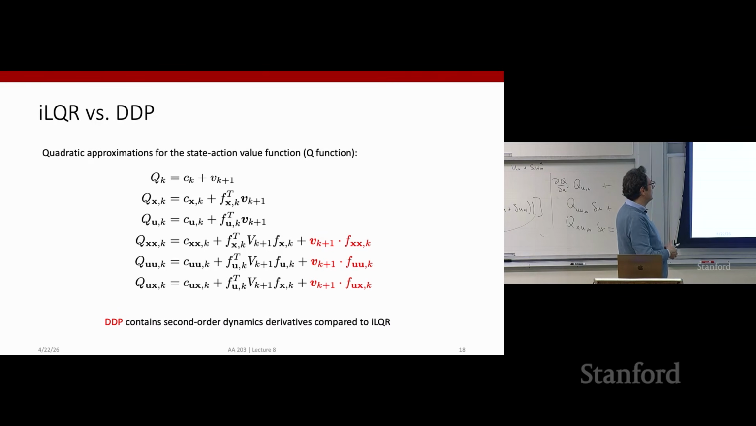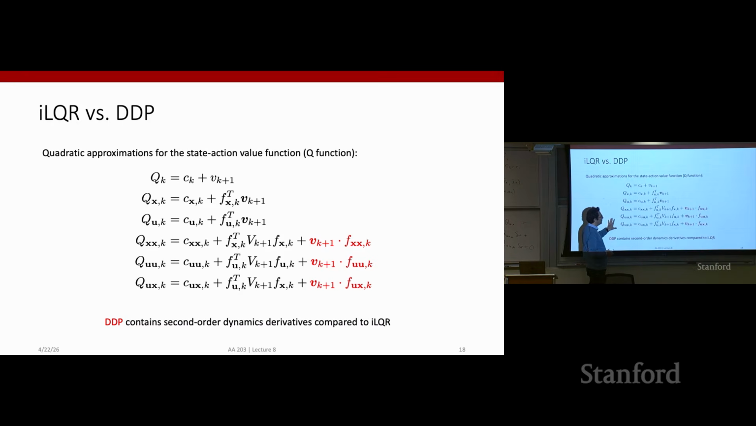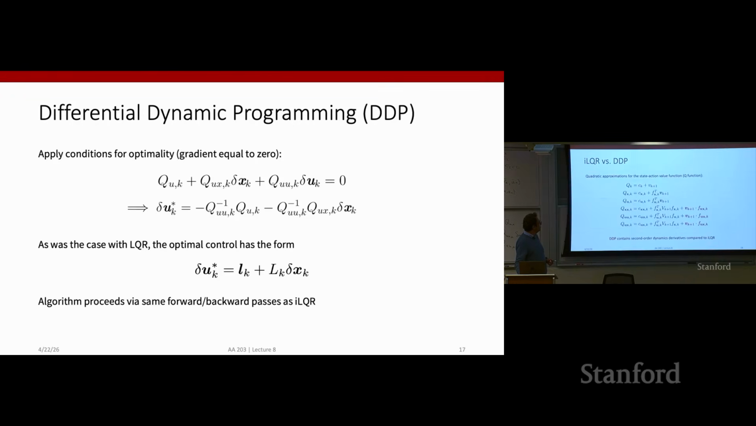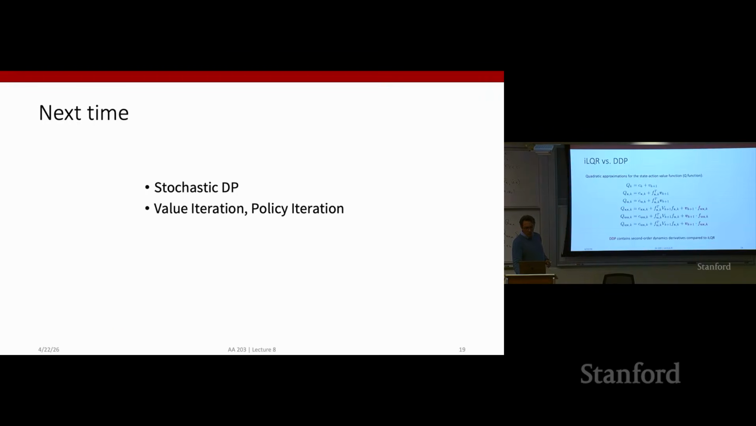So here I'm writing down all the derivatives of the Q function, not too useful to remember. The only thing that I want to highlight here, just to draw a comparison with respect to LQR, is that if you go through all the derivations, you'll see that there are second order derivatives with respect to the dynamics. So essentially, differential dynamic programming is a second order algorithm in the sense that it also uses second order derivatives with respect to the dynamics, while in LQR, you only compute the first order derivatives of your dynamics. So this is a little bit more sophisticated algorithm, but in terms of intuition, it is relatively similar.